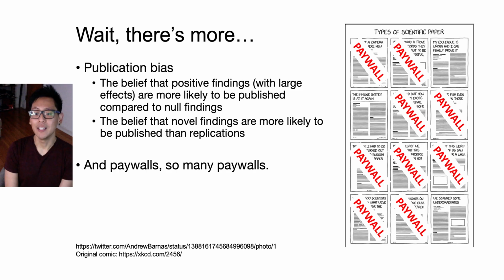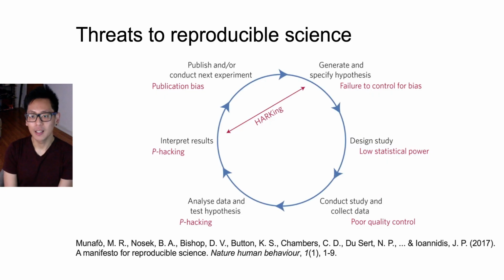So it's incredibly difficult to access research in the first place and then to do a direct replication of those results to see if the effects that are reported are reliable or rigorous or not. So all of these together are threats to reproducible science.